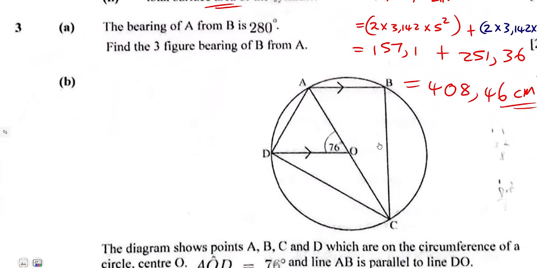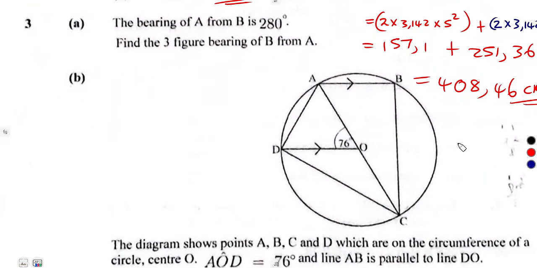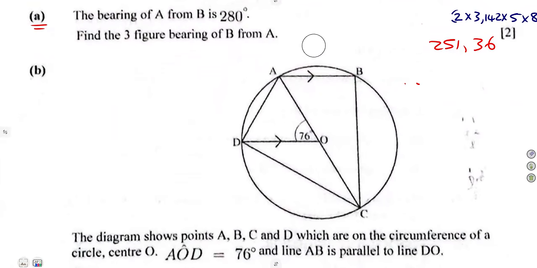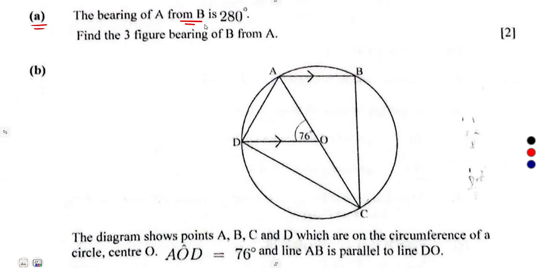Then this is number 3, sorry. This is question number 3. Part A, you are given part of the bearing. The bearing of A from what? From B. You indicate from that point, all right? So you indicate from that point, from B. So this is where our B is. This is a 3-figure bearing from the north in a clockwise direction.